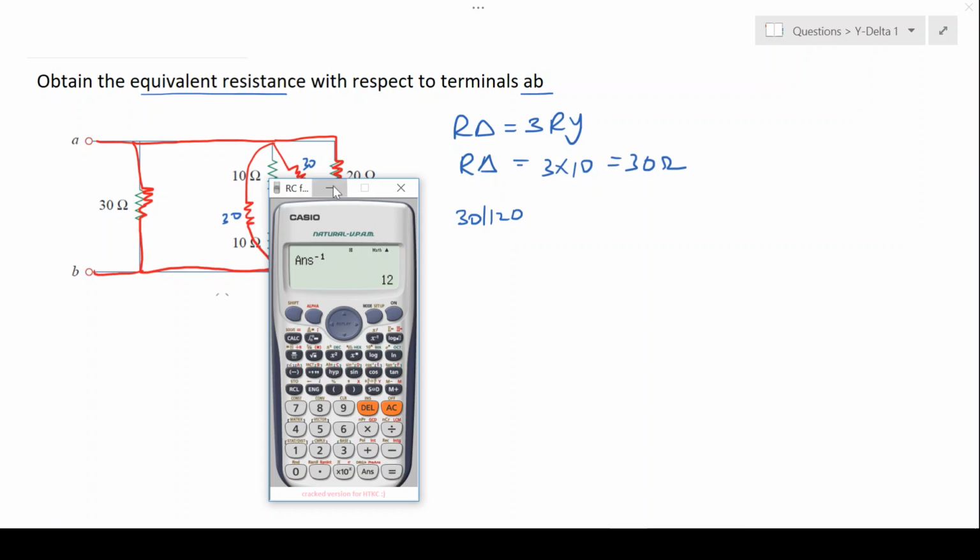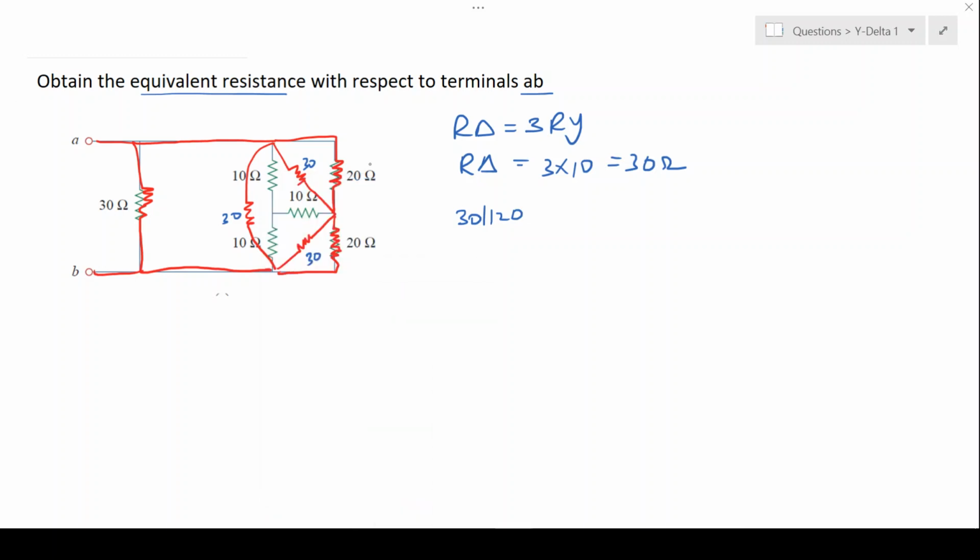Right, that gives us an answer of 12. Right, so if we simplify this circuit, what we're going to have is 30 ohms. We're going to have a 12 ohm resistor, that combination, and another 12 ohm resistor connected between terminals A and B. Right, and the 12 and the 12 will be in series to give you 24.